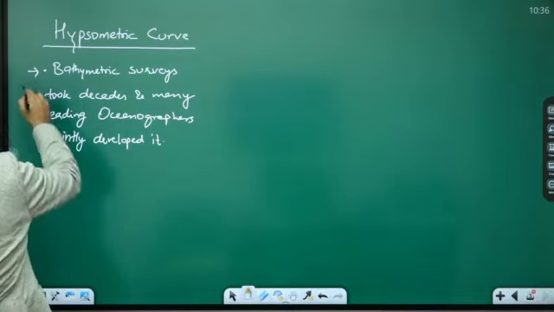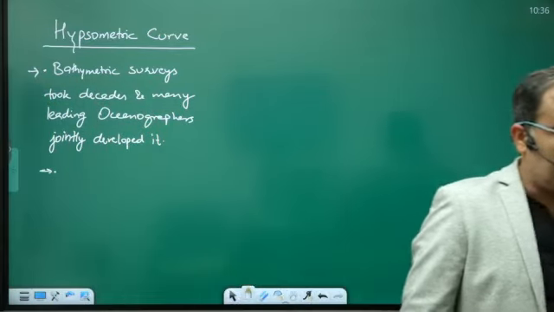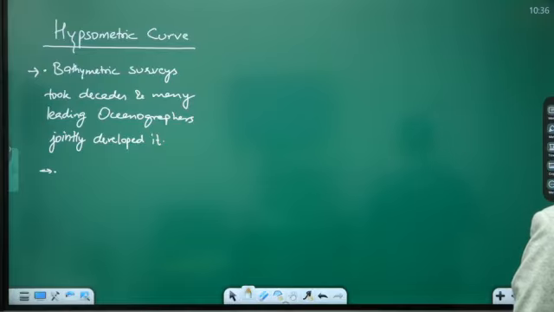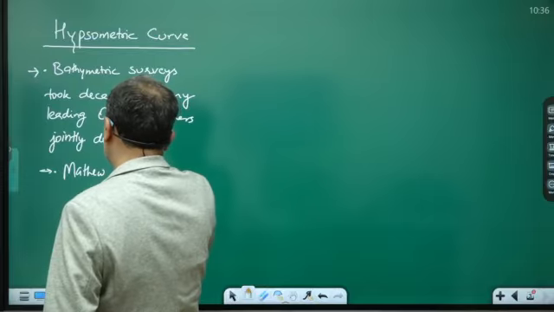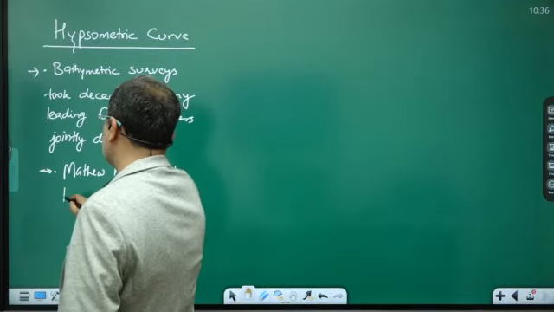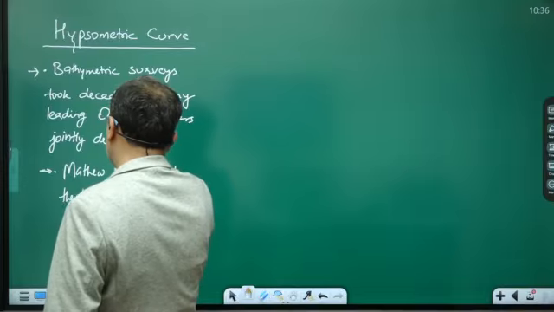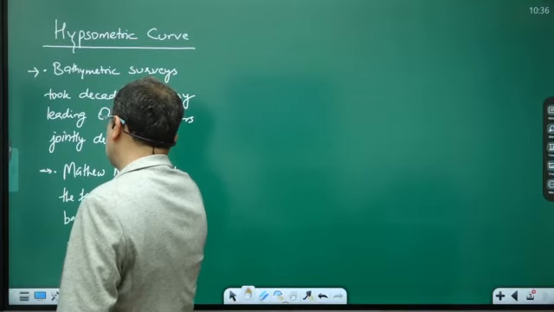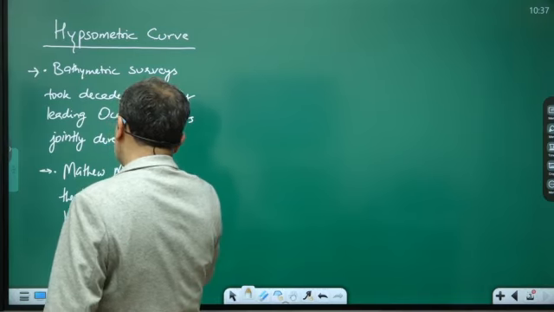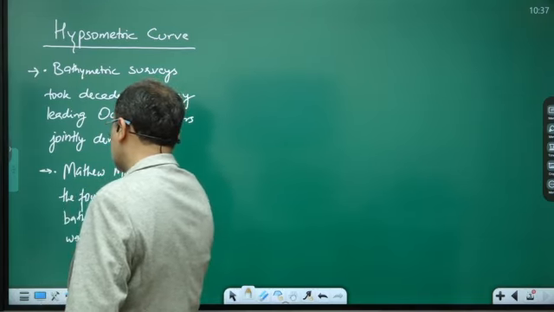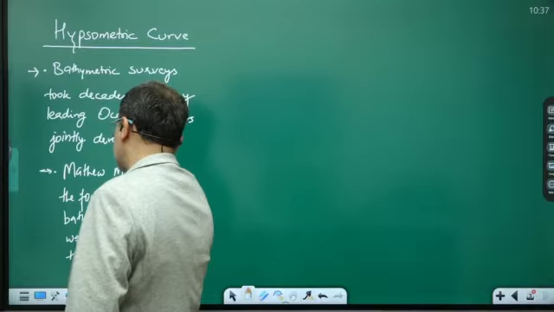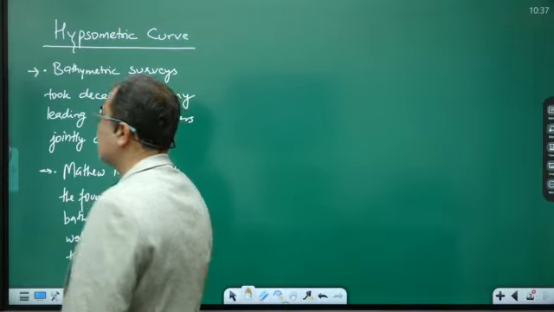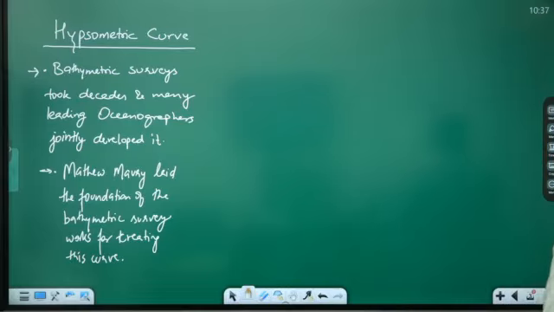Not the work of just one person. Many people had done this. Yes? Matthew Maury. Remember the father of oceanography? He laid the foundation of the bathymetric survey works for creating this curve. For creating this curve, Matthew Maury laid the foundation.